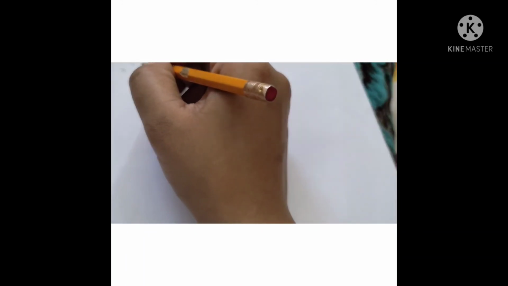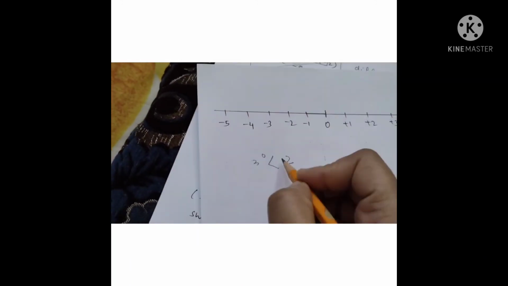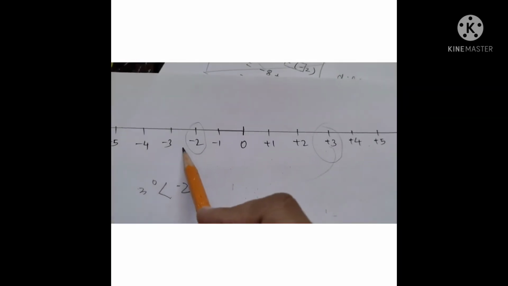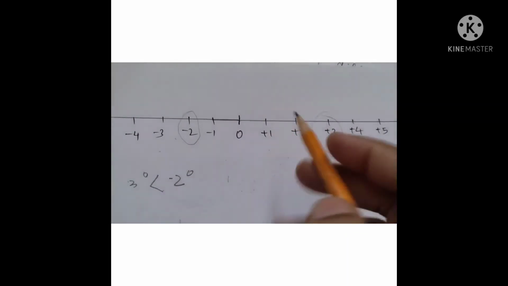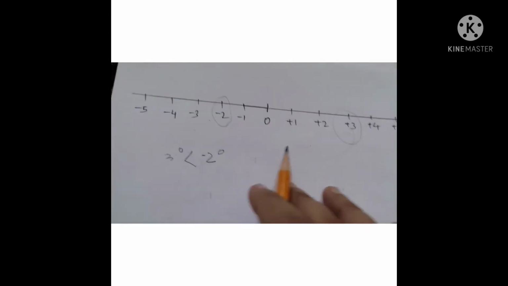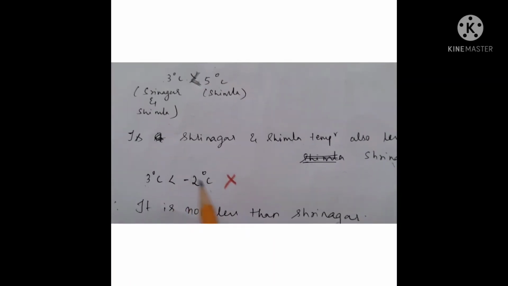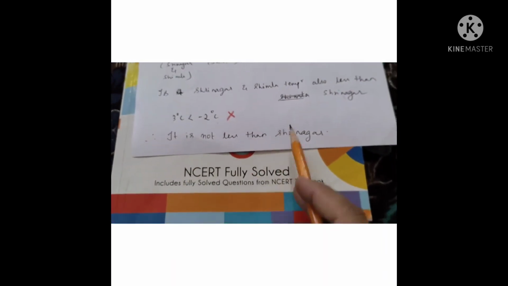Our aim is to check, is 3 degrees less than -2? Now where is 3? It is here, to the right of 0. Where is -2? To the left of 0. They're asking, is 3 degrees less than -2? Is it less than this? No, because it is to the right of 0, so it is positive. It is greater, and also it is a positive number. This one is a positive number, and this is a negative number. Obviously, a positive number will be greater than a negative number, so it is not less than Srinagar.